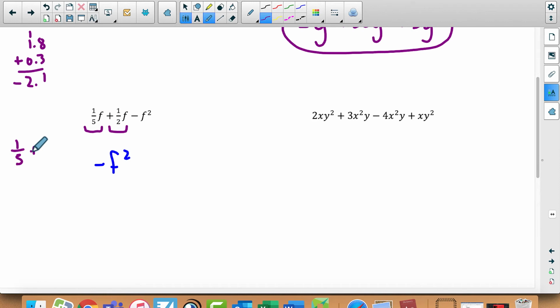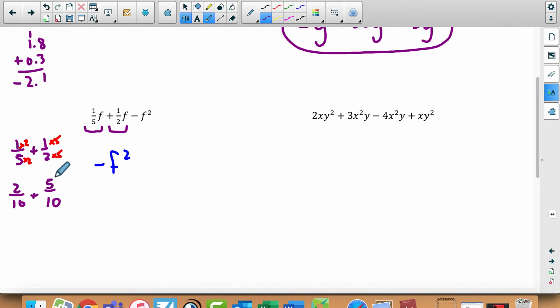We've added fractions. We need a common denominator, right? What's the common denominator of 5 and 2? 10. So you're going to turn these both into fractions with 10 on the bottom. What do you have to multiply 5 by? 2. Do the same to the top. What do you have to multiply the 2 by? 5. Do the same to the top. So we end up with 5 times 2 is 10. Good. And 1 times 2 is 2. 2 times 5 is 10. Good. And 1 times 5 is 5.